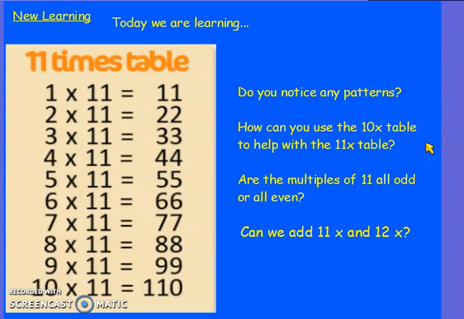Could you use the 10 times table to help with the 11 times table? You might have noticed a pattern here. For example, 1 times 10 is 10, 1 times 11 is 11. So the answer to 1 times 11 is 1 more than the answer for 1 times 10. 2 times 10 is 20, and 2 times 11 is 22. So the answer to 2 times 11 is 2 more than the answer to 2 times 10.